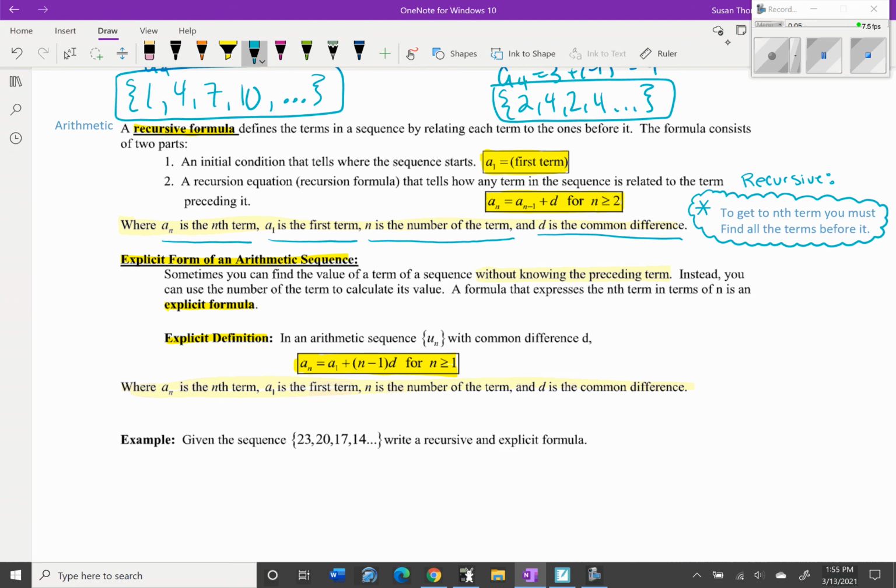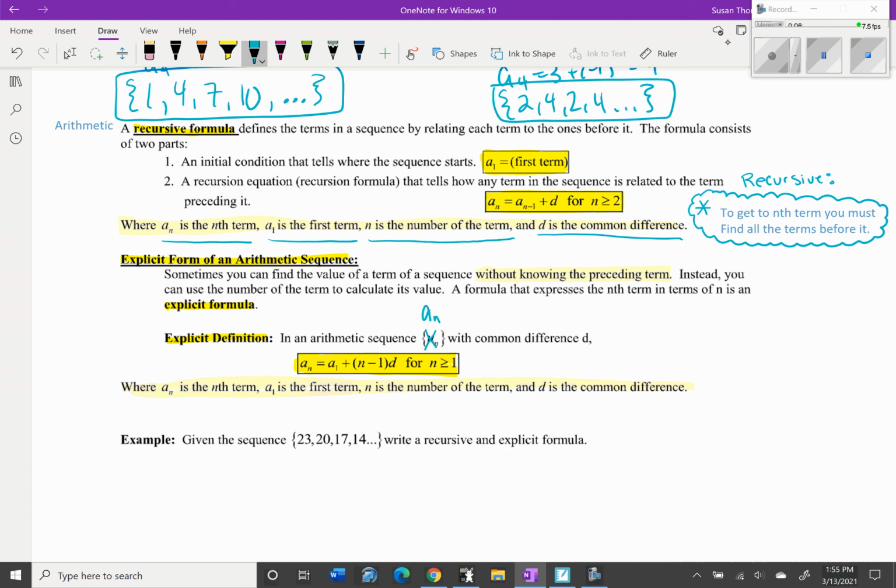So for the explicit form of the arithmetic sequence, sometimes you can find the value of a sequence without knowing the preceding term. Instead, you can use the number of the term to calculate its value. A formula that expresses the nth term in terms of n is an explicit formula. So here we have our arithmetic sequence with common difference, and this should just say a sub n because I changed it instead of using the variable u.